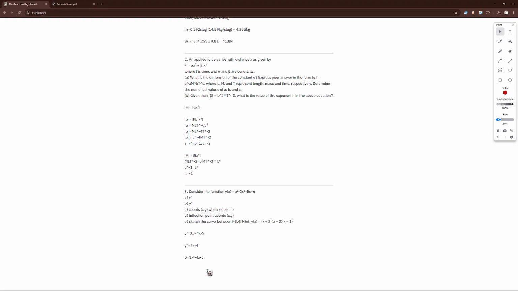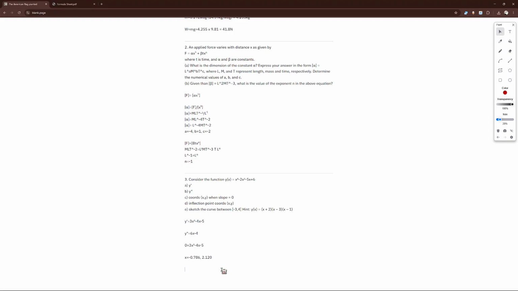Let's go to polysolve. A is equal to 3. B is equal to -4. And C is equal to -5. Solve. We get that x equals -0.786. And also that it's equal to 2.120. Okay, so that's C. I mean, that's not C, sorry. Now we need to take these numbers and plug them into the original function.